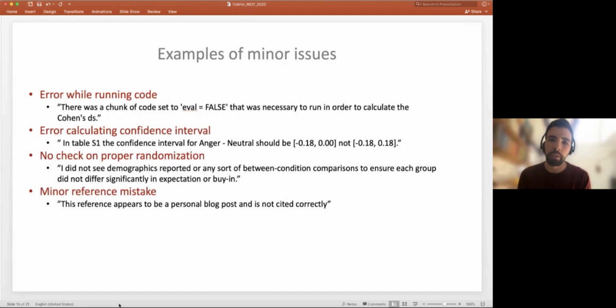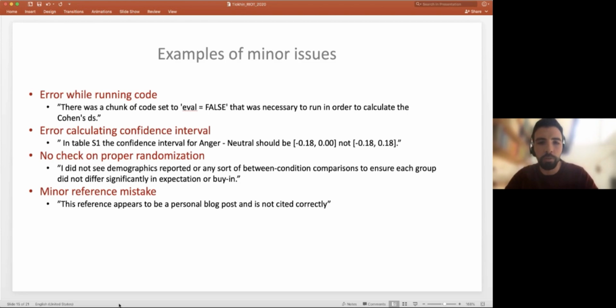There were many, many minor issues. And so just to give you a sense of what these are, one of the issues was that a reviewer couldn't run the code. So you have computational reproducibility issues. It ended up being that there was something set in the code, like evaluate equals false. And then if you set it to evaluate equals true, then you run the code and it's fine. So technically it's a computational reproducibility issue, but really there's nothing wrong in there.